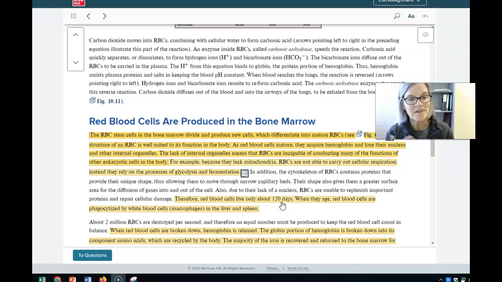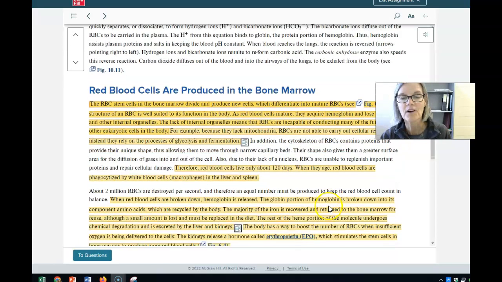So that tells you that we've got to be making new red blood cells all the time. It says right here about 2 million red blood cells are destroyed per second, and an equal number needs to be produced at the same time. So we're constantly making new red blood cells and losing old ones. And here it says that as our red blood cells age, some of our white blood cells will engulf them and get them out of our system.